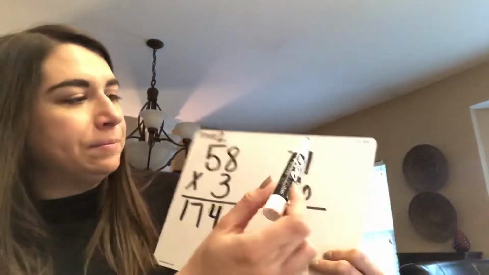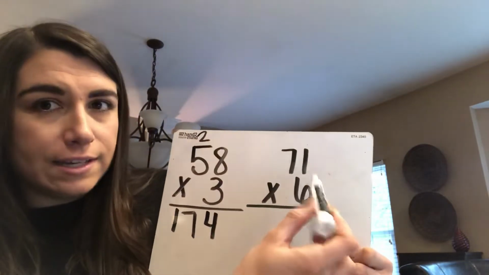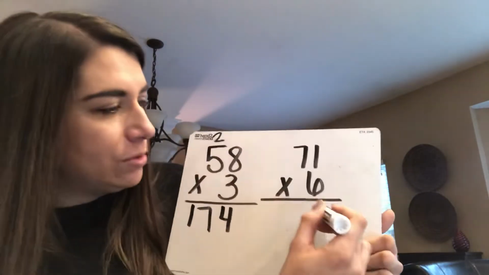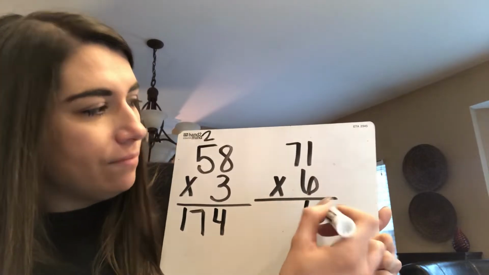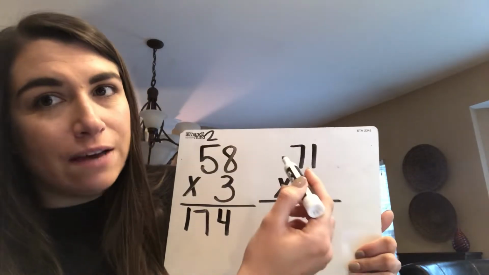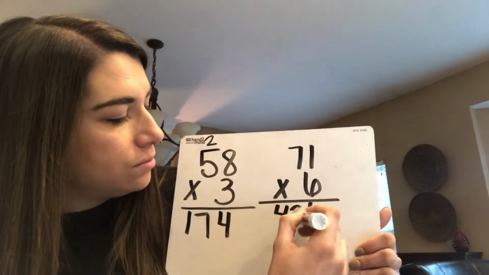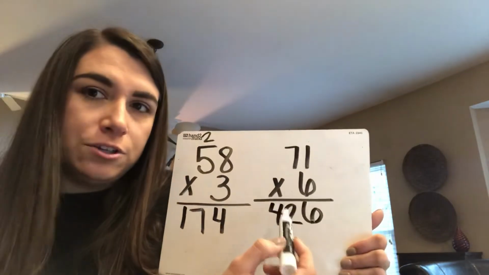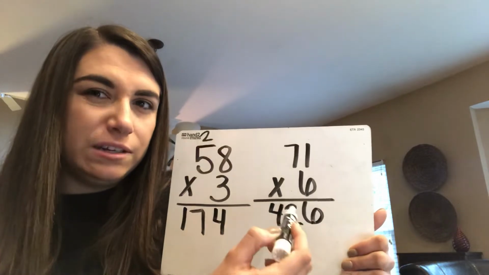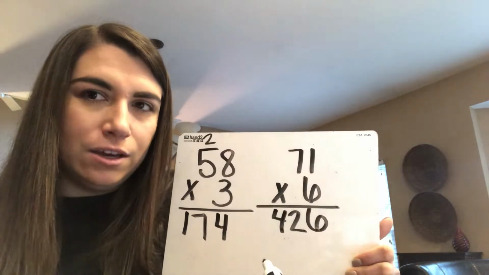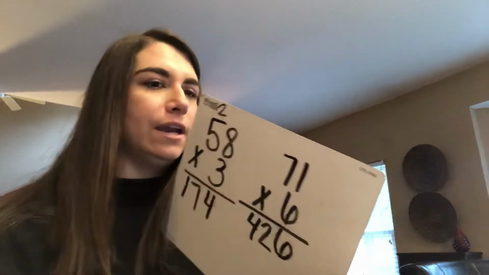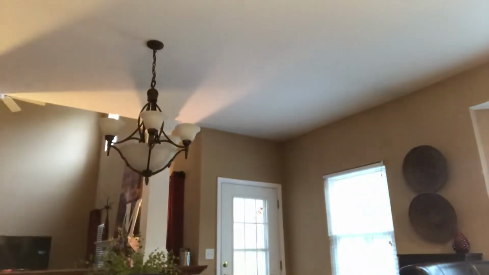Okay, the next one is 6 times 1. Ooh, easy one. 6 times 1 is 6, all right? And then we have 6 times 7. I know that's a tricky one for a lot of us, but it's 42. So you should have gotten 426. That one was a little easier because you didn't have to carry anything over. Okay? All right, and your next one, and oh my goodness, I don't have an eraser. Hold on.